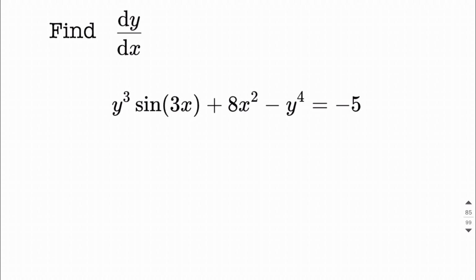So, term by term, you'll notice in this first one we have a y cubed multiplied by sine of 3x. So we have both x's and y's involved here. We have a multiplication going on in the middle, so we're going to treat this as a product, right? So we're going to need to use the product rule. I'm going to treat our first function as y cubed and our second function as sine of 3x.